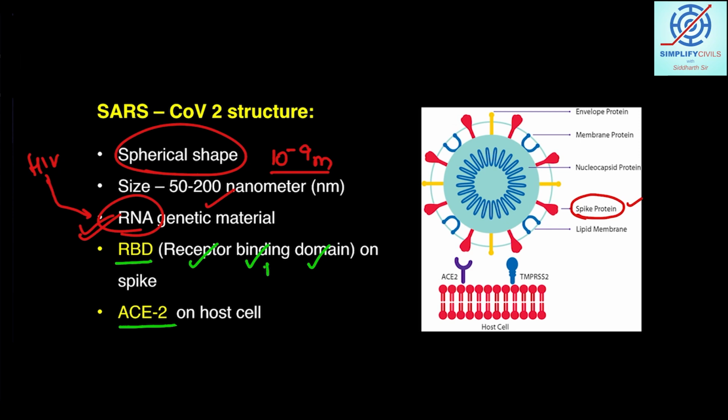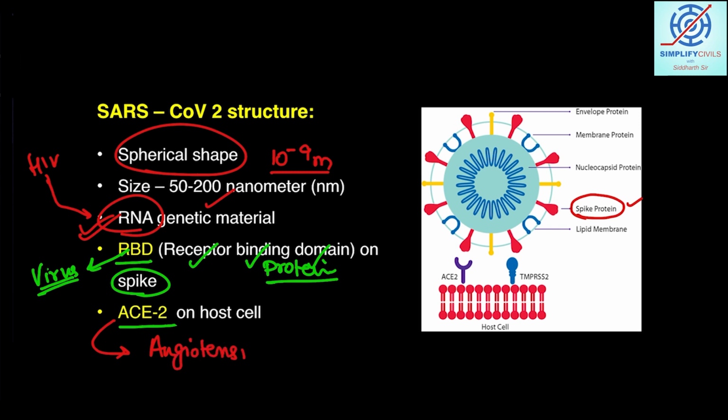This is basically a protein, and such a protein is present on the spike proteins of the virus. So this RBD is present on the surface of the virus. When I talk about ACE2, ACE, the full form here is angiotensin converting enzyme. This is basically a receptor.